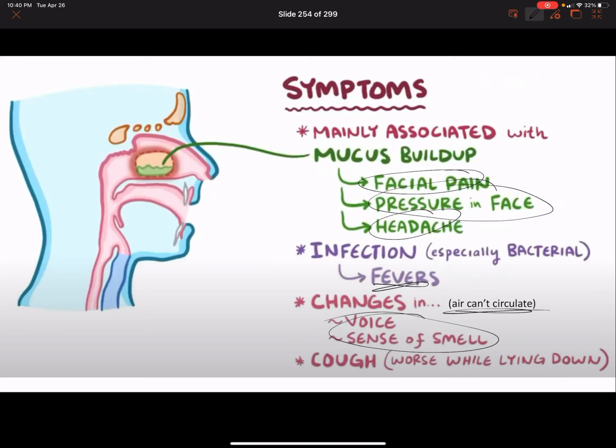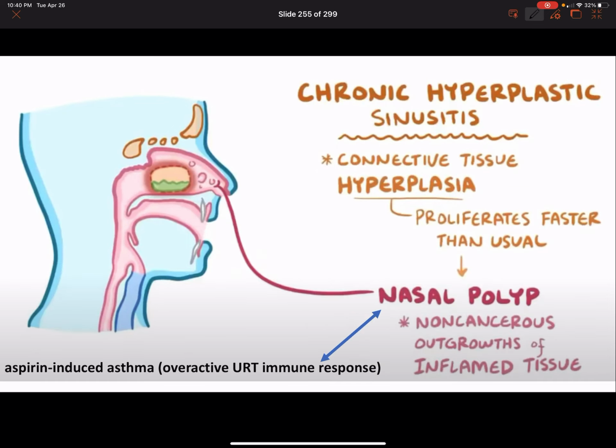So if air can't circulate, part of the reason that you sound the way you do is because not only does air coming in circulate in your sinuses, but air coming out can circulate in your sinus as well, and it can get clogged up if there's too much mucus everywhere. And it might be worse when you're lying down because it allows more mucus to come back into your sinuses.